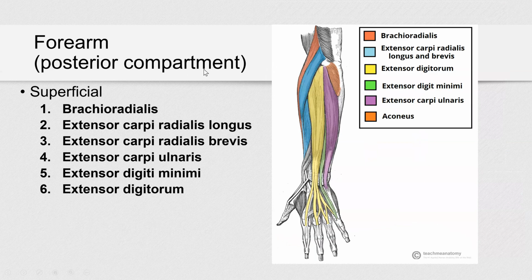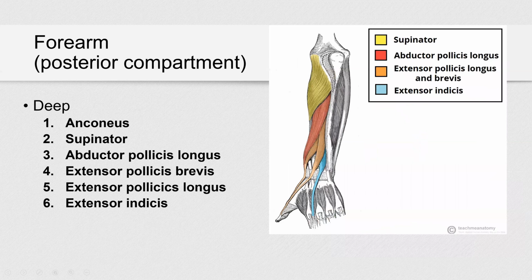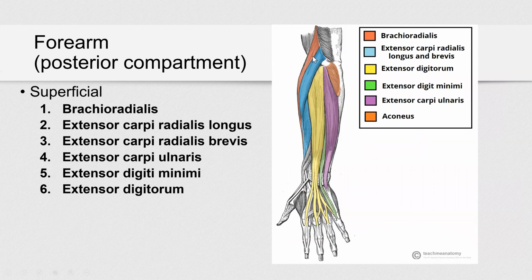Now, posterior compartment has 6 muscles that are superficial and 6 muscles that are deep, right? On the posterior compartment, muscles are gonna originate on the lateral side. And here they are all in order. First, we have brachioradialis. Then we have the extensors.